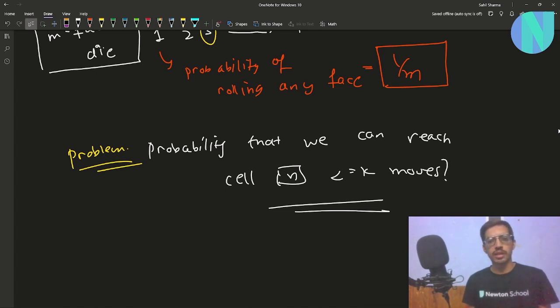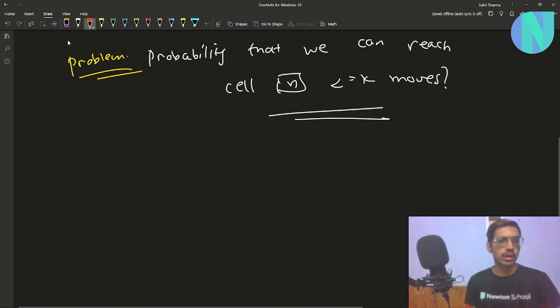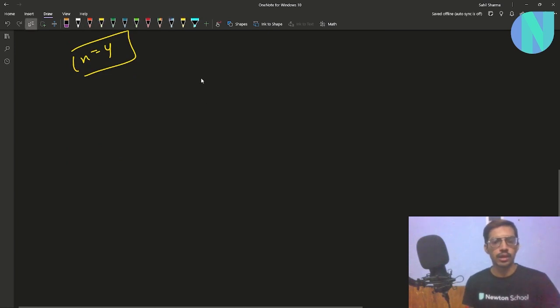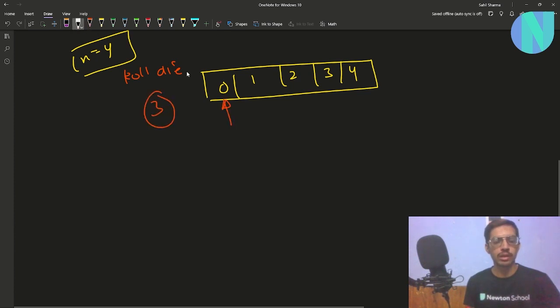Also, there might be a case where the number rolled on your die is more than your strip length. For example, let's say your n is equal to 4, and your strip is something like this: 0, 1, 2, 3 and 4. Initially you are on cell 0. Let's say you roll a 3, then you will move 3 cells to the right. So you will move 0, 1, 2 and 3. So you will reach cell 3.